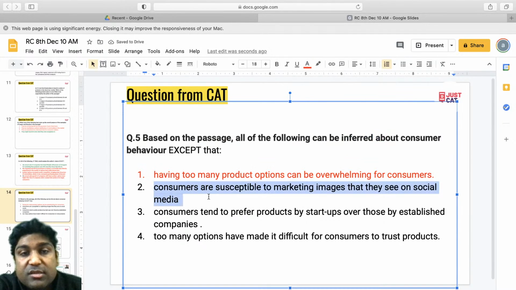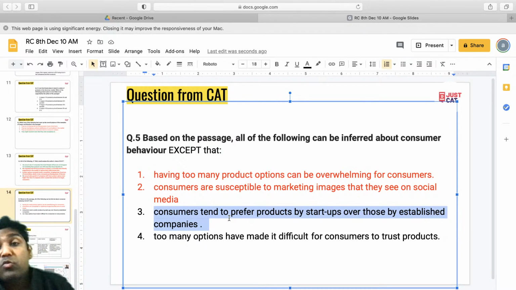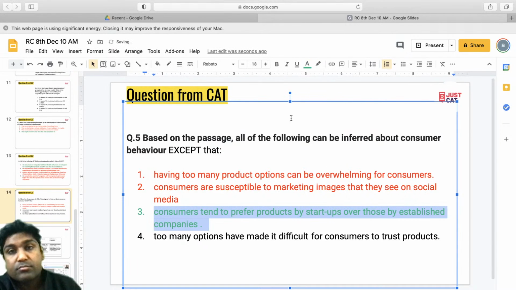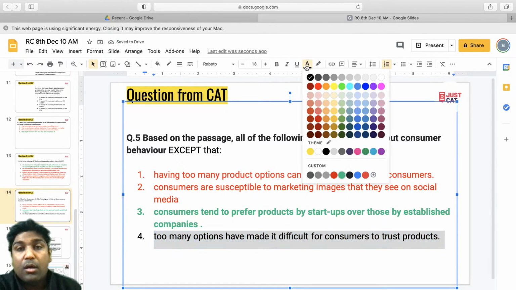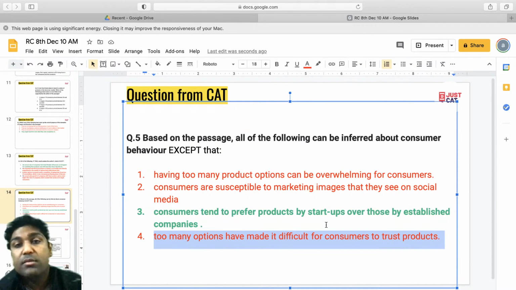Consumers are susceptible to marketing images that they see on social media. That they've also said. Consumers tend to prefer products by startups over those by established companies. This was never mentioned. This is the right answer. Too many options have made it difficult for consumers to trust products. Yes, this was also said. So in this way, inference-based questions can be solved.